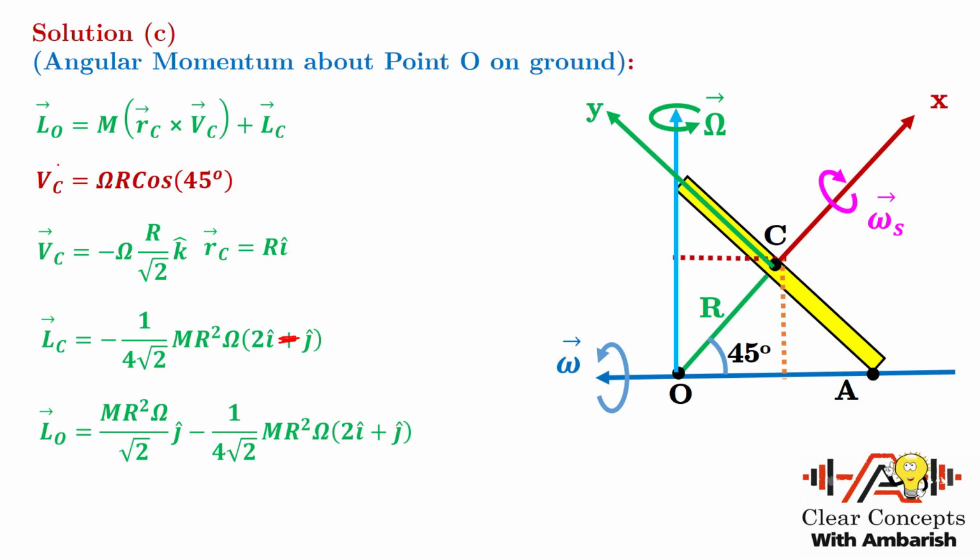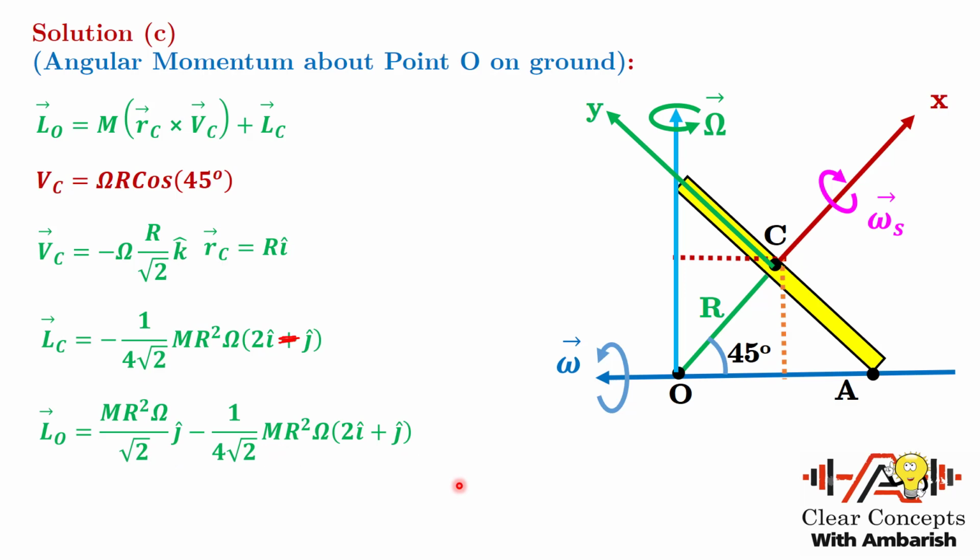So if you take RC cross VC here, let me use a laser pointer. RC is r i cap and this is VC. So i cross k will be minus j. So minus minus cancels, it becomes plus. So omega r square by root 2, so m omega r square by root 2 j cap, and then this is the expression again.